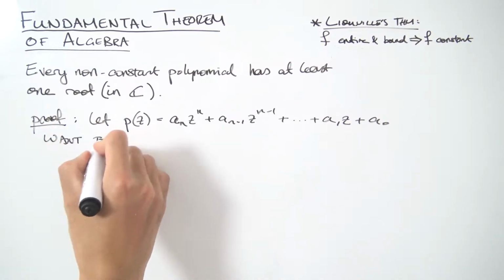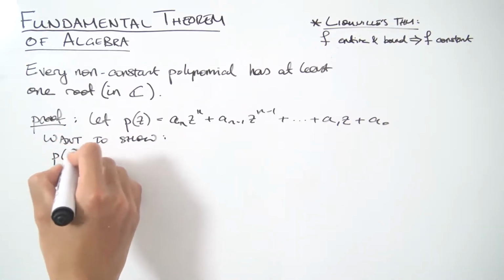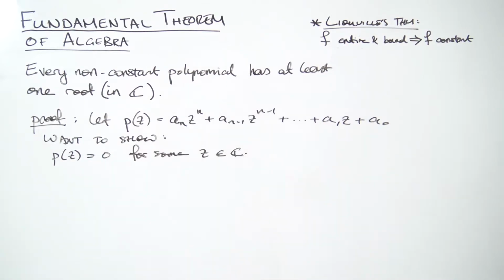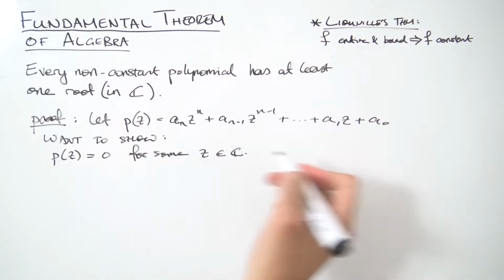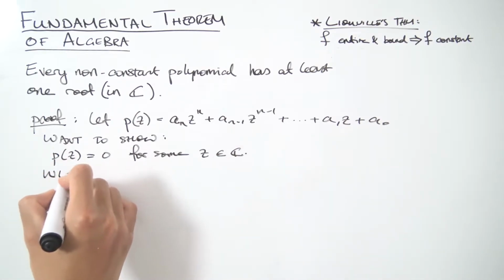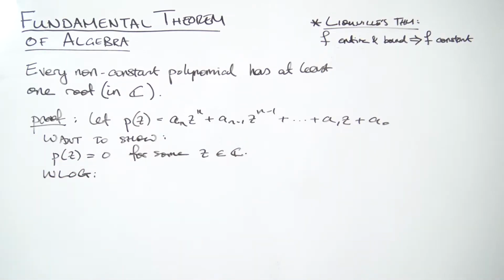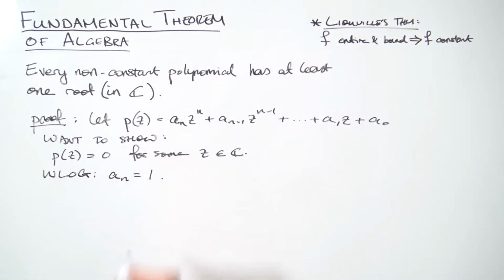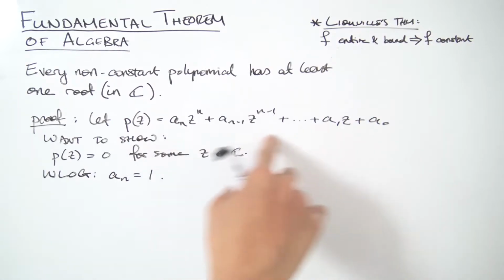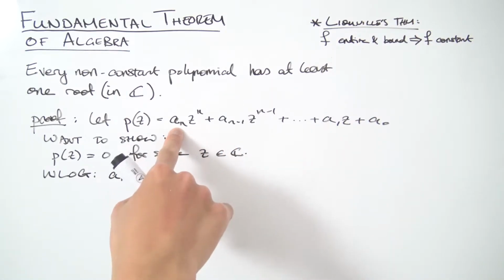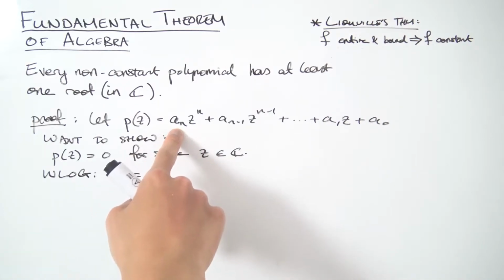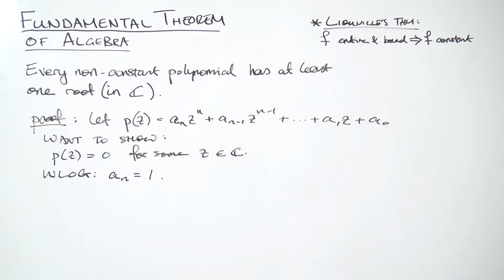Now what do we want to show? We want to show that our polynomial p of z is equal to 0 for some z in the complex plane. Without loss of generality, we're going to assume that a_n is equal to 1. In other words, this is a monic polynomial. If your polynomial isn't monic, there's no problem because you can just divide by the leading coefficient and you still get the same thing. This just makes it a little bit cleaner in my opinion.